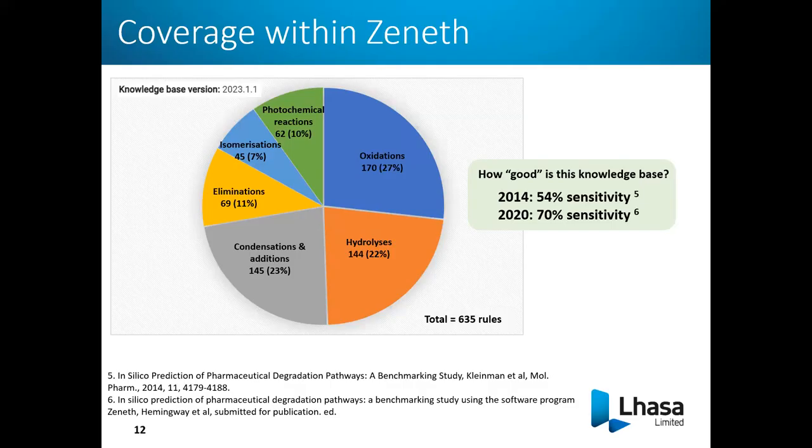A few years ago, we then did a very similar study in 2020, an update, if you like, using a brand new data set donated by pharmaceutical companies, many of the same pharmaceutical companies, I should say. And the knowledge base in 2020 contained 577 rules, so it was almost twice as big as it was in 2014. And Zenith was able to predict 70% of those experimentally observed degradation products. And so that increase in sensitivity is down to the growth of the knowledge base in a relevant way, increasing its coverage of the degradation field.